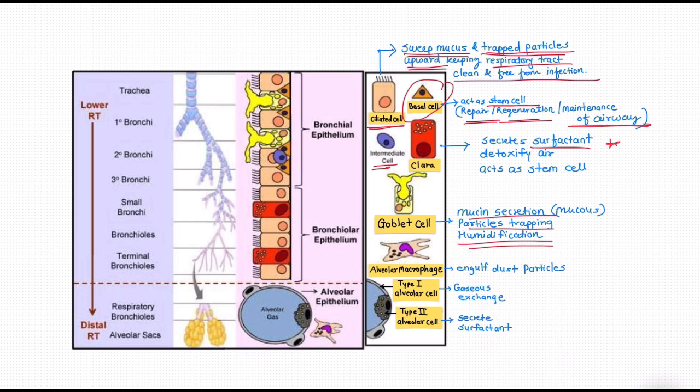Then comes the alveolar macrophage, which engulfs dust particles. And type 1 alveolar cells and type 2 alveolar cells. Type 1 alveolar cells are helpful in gaseous exchange, whereas type 2 alveolar cells are helpful for secretion of surfactant. So these cells are very important. Remember them for MCQ purposes.